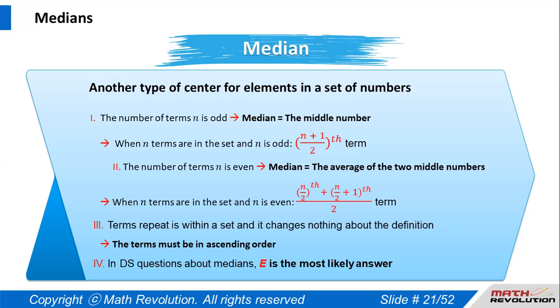But when it comes to the even case, if there are 10 numbers, it's very simple. You can divide into 5 and 5, and you're left with nothing. So obviously it's n over 2 and n over 2 plus 1. So it's the fifth and sixth number. So it's an average of the fifth and the sixth number that comes when it is even.